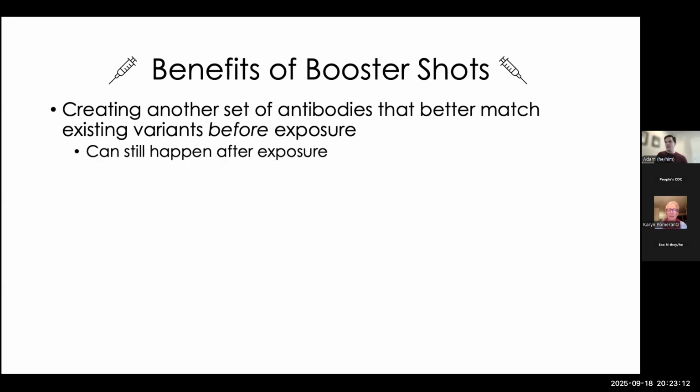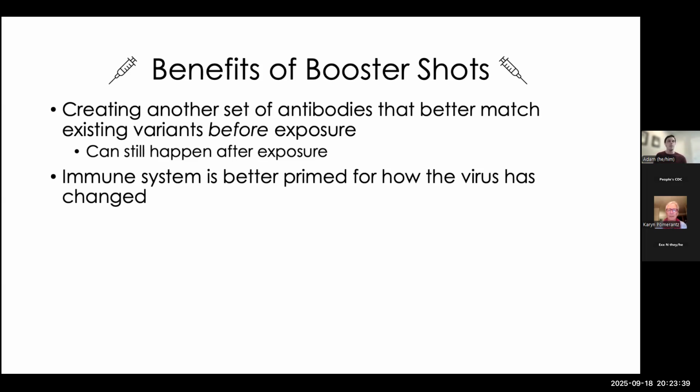And this can still happen after exposure, but of course, once you're exposed, then you're actually getting sick. If it's happening beforehand, your body is essentially getting the booster and saying, okay, this Omicron spike protein that's in this booster, that's pretty similar to the Delta that I saw, but it's not quite the same. So let me make a new set of antibodies that are a better match here. And that makes your immune system better primed for how the virus has changed.